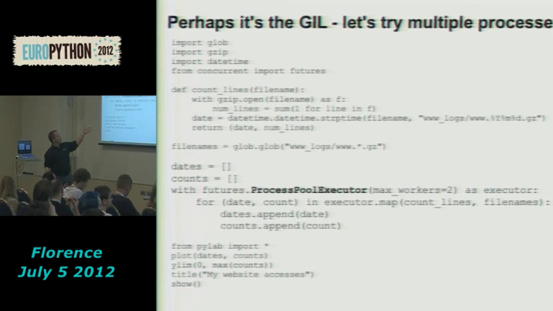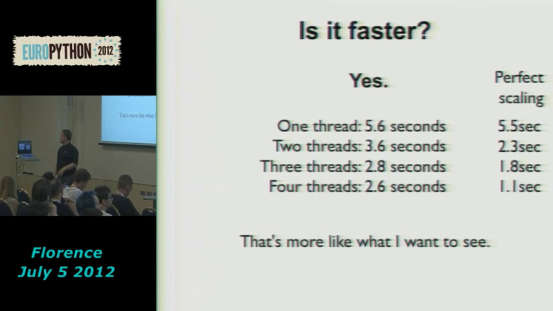So I add a thread, and I should say this is not thread, these are processes. Add one process is 5.6 seconds, a bit slower because of the overhead of starting the process. The original was 5.5 seconds. But two processes is faster, three is faster, four is faster still. It's not linear speedup. If I had linear speedup, I'd expect to see 1.1 seconds instead of 2.6 seconds, but it's still better. I'm getting more performance. Is that a question? That's just, yeah.